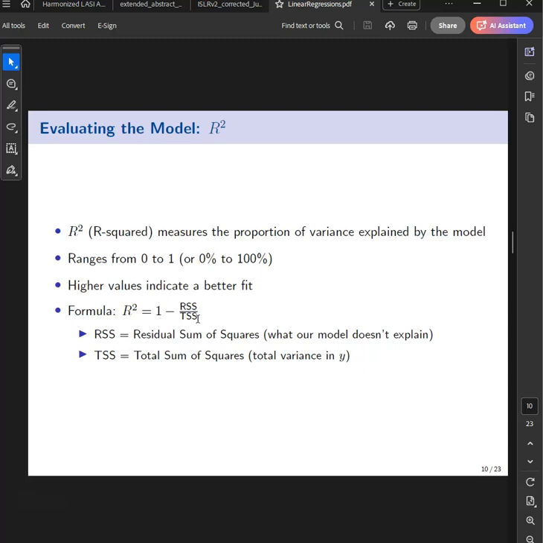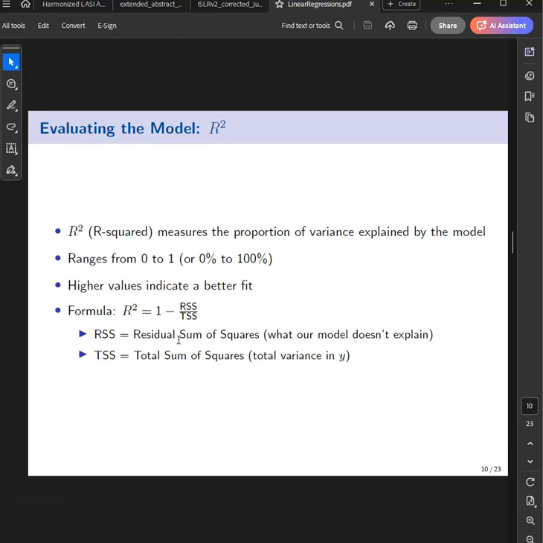Intuitively, think of it in this way. If our model perfectly fits every data point that we have, then R squared would be 1 or 100%. That means that we have explained all the variance of the dependent variable through our model. If our model does no better than predicting the mean of y for every observation, R squared would be 0 because we have explained none of that variance.